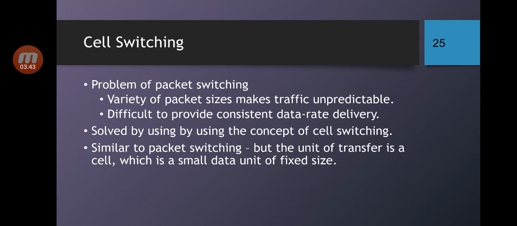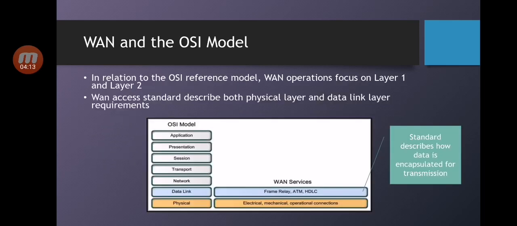Cell switching. The problem of packet switching: a variety of packet sizes makes traffic unpredictable and it is difficult to provide consistent data rate delivery. So it is solved by using the concept of cell switching. Similar to packet switching, but the unit of transfer is a cell, which is a small data unit of fixed size. So it is a fixed size in cell switching.